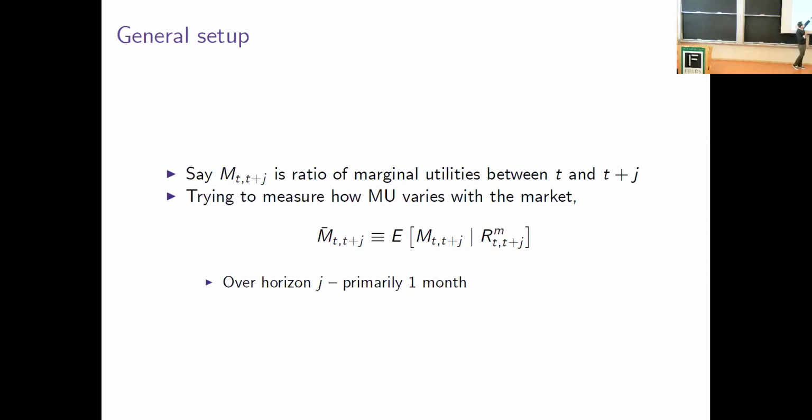I'd like to understand really this function. That marginal utility could depend on a lot of stuff, but we're going to project it down non-linearly onto the market and ask how this M bar varies. Is it a linear function of the market? That would be the CAPM. Is it a nonlinear function of the market? There might be curvature if there's preferences over volatility or over crash states or something like that. Again, this is over some horizon J. We'll be thinking about monthly returns, but you're going to sometimes see that J just be a day, and that distinction is going to matter.